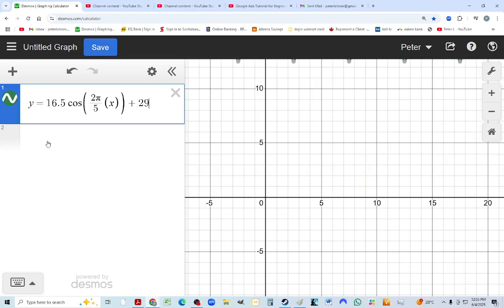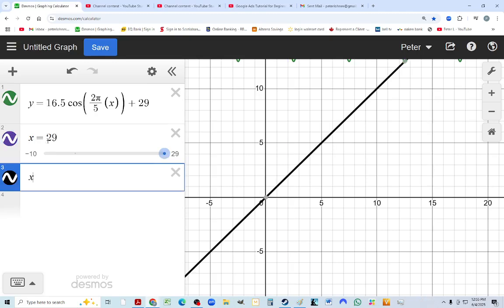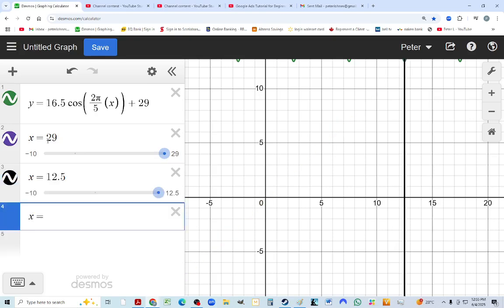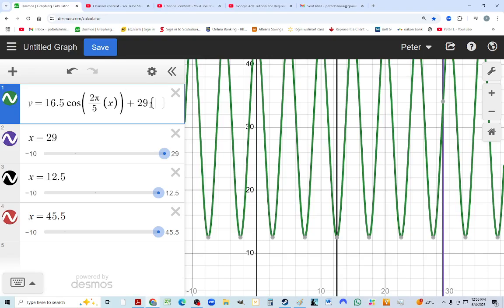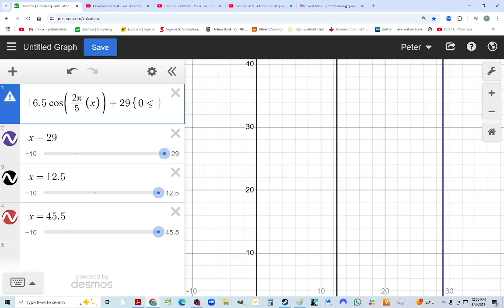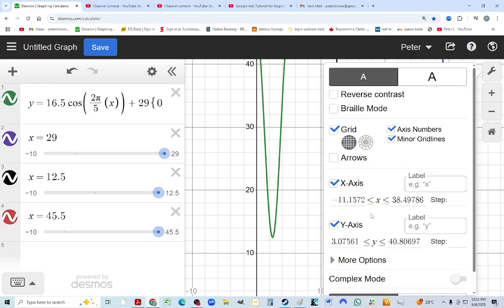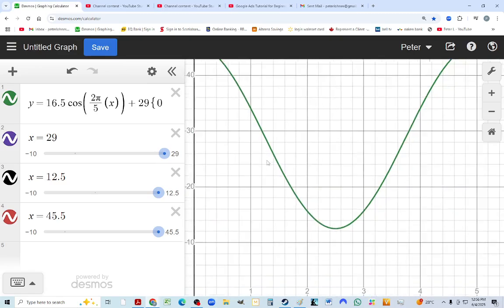We put the axis at 29. According to me, the midpoint should be at 12.5. The max point should be at 45.5. Okay, let's see what we got. Let's just put on one period so we can see it. A period is 5 seconds. Okay, and we're also going to stretch it out a bit, or visually stretch it out like that. There we go.